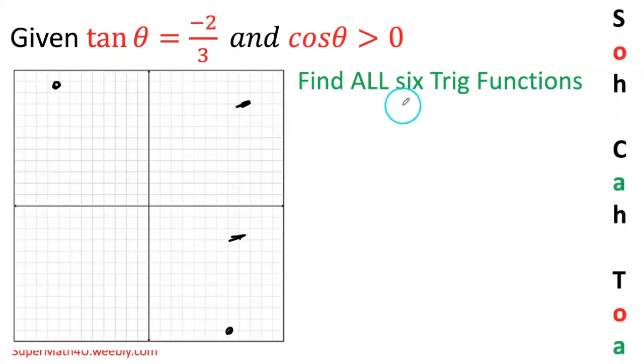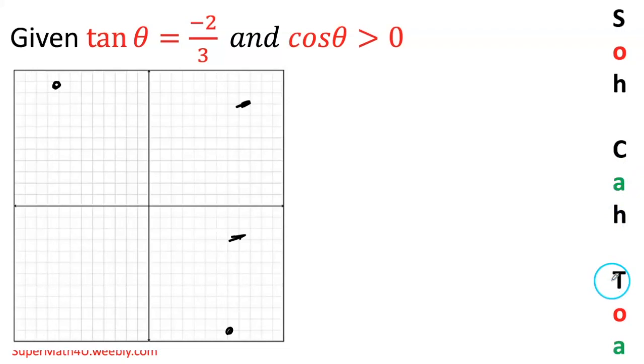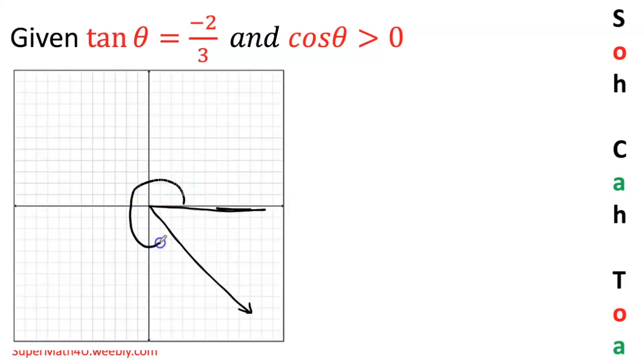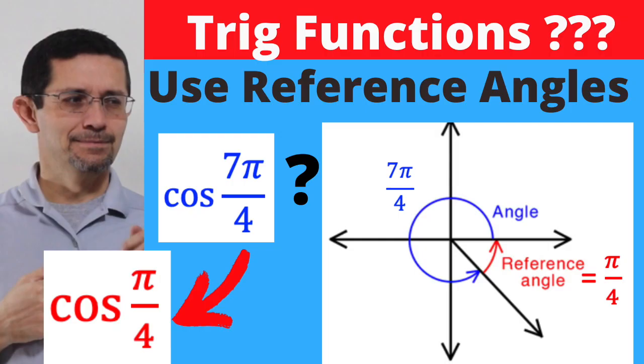Okay, now the question is, find all 6 trig functions. Therefore, I'm going to use my SOHCAHTOA. Sine, cosine, and tangent. Now I know that I'm working in Q4. Let's draw the angle. My angle, remember, is in standard form, which means it's from the positive x all the way to the terminal side. And that's my theta. But again, I need to use my reference angle, and my reference angle is this, theta prime. Please check those videos if you're not sure about the reference angle.